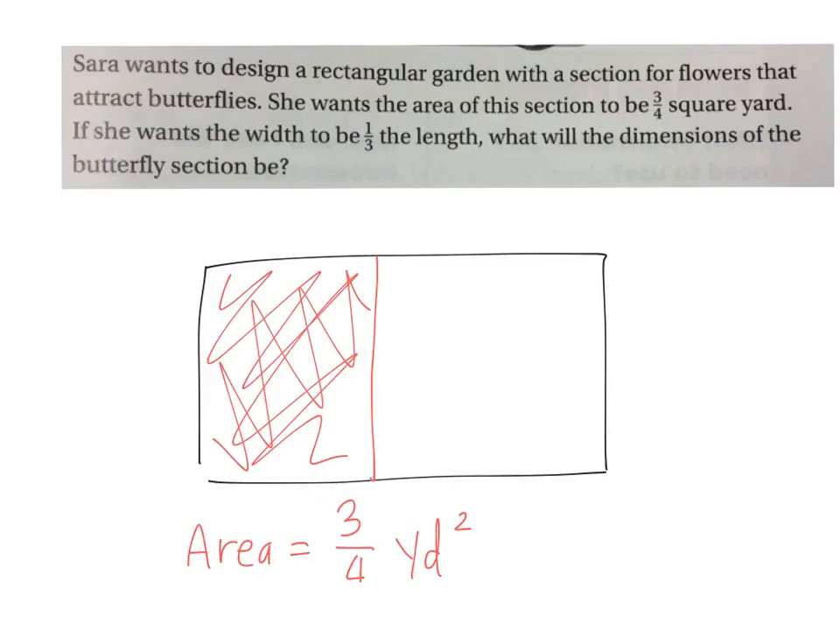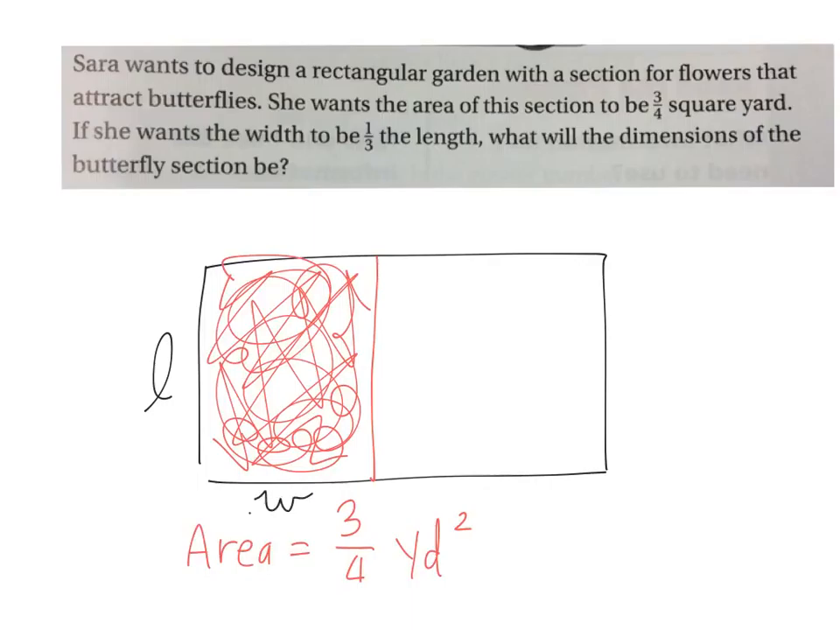How do you find the area of a rectangle? Is this section with flowers also a rectangle? Yeah, right? How do we find the formula for area of a rectangle? Shreya? Right, we have the length times the width, okay? So we know that the length of her area times the width is going to be how much? 3/4 square yards. Okay, all right, that little line over there is a squared.